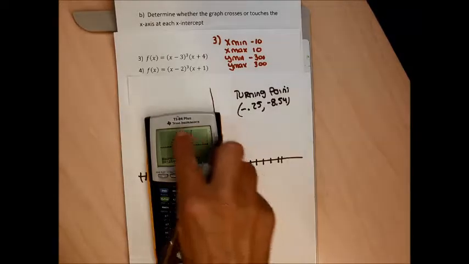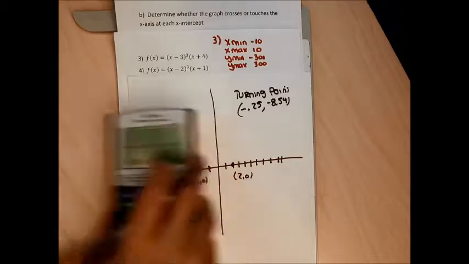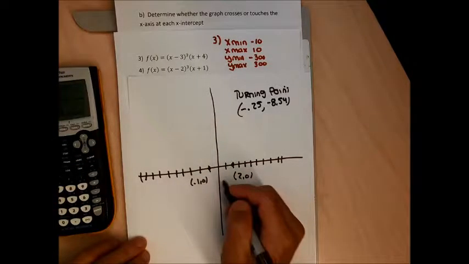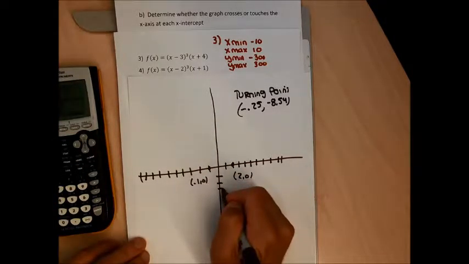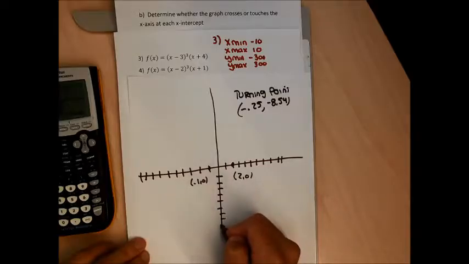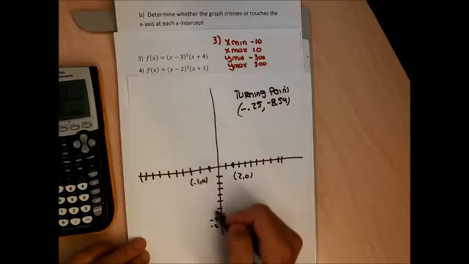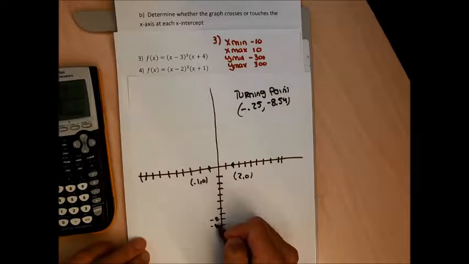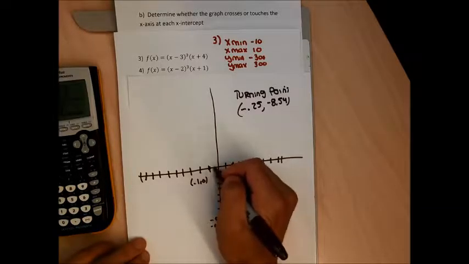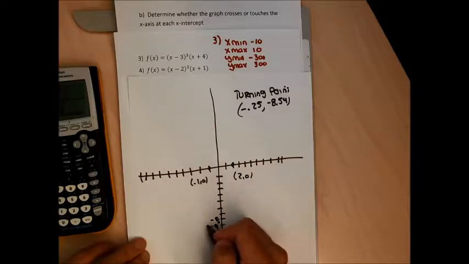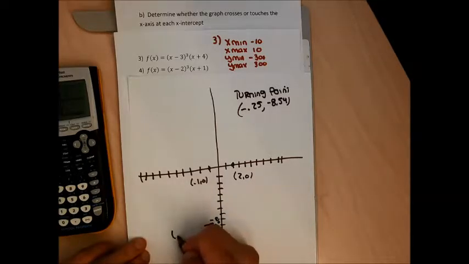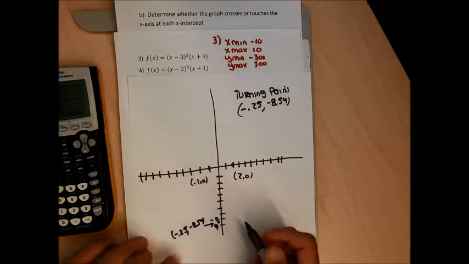So I already have my x-intercepts plotted. And I'm going to plot this point and then sketch something that looks just like that through it. So I need to get down to negative 9. 2, 3, 4, 5, 6, 7, 8, 9. So this is negative 8. This is negative 9. My turning point is actually right around here. Negative 0.25, negative 8.54. So my turning point of negative 0.25, comma, negative 8.54 is right about there.